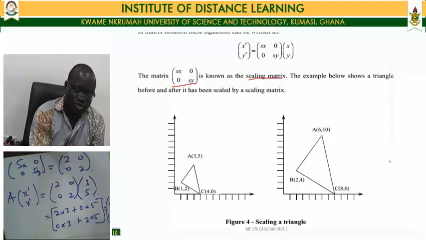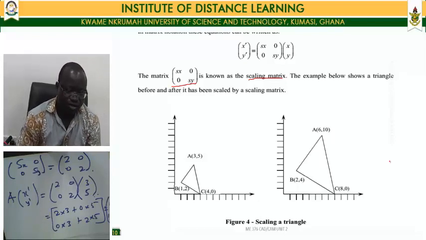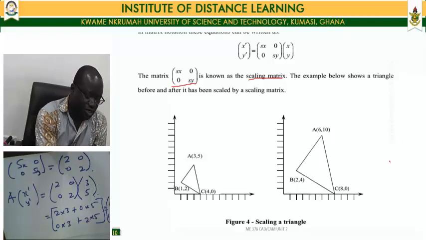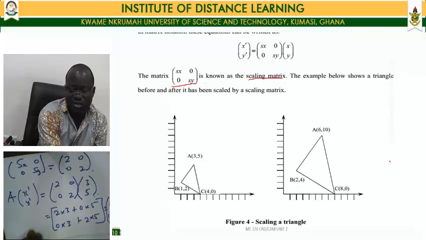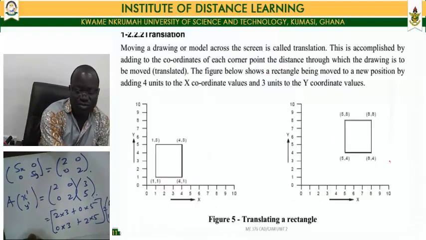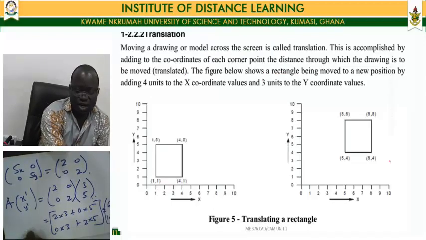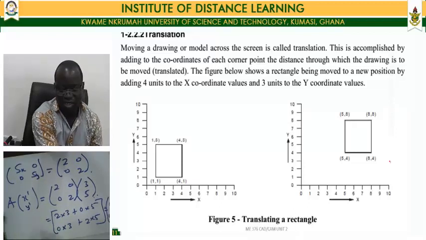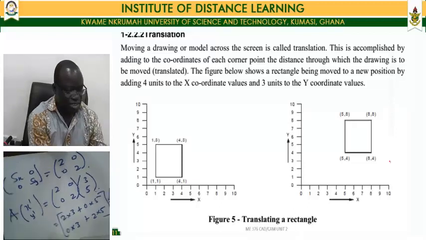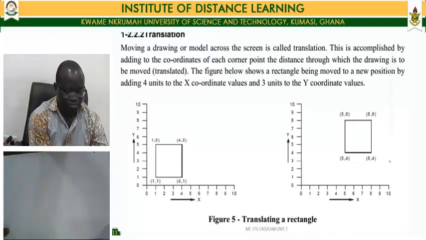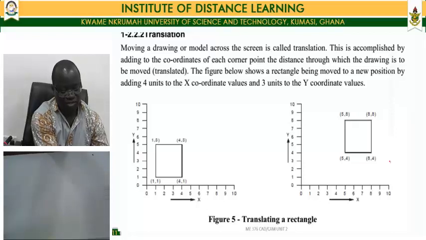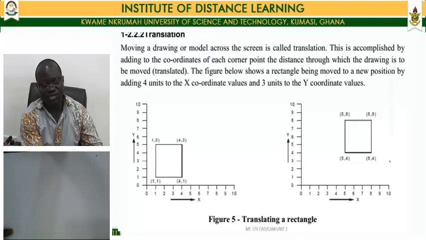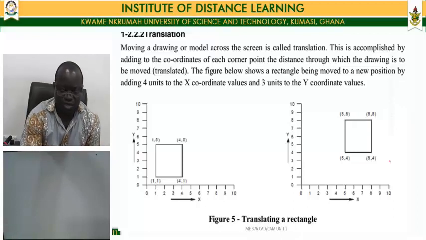Now we can look at translation. Now moving on to translation. Translation basically means if you move a model or a drawing across the screen, you move it from one position to the other, without changing the shape. Let me be definite on that. Translation basically does not involve any change of shape.